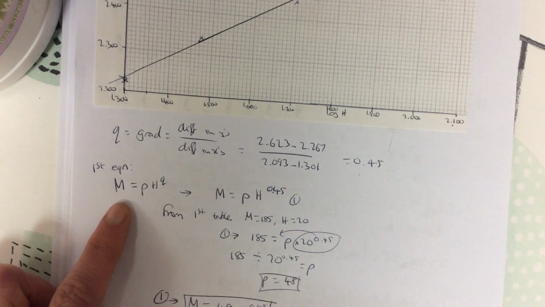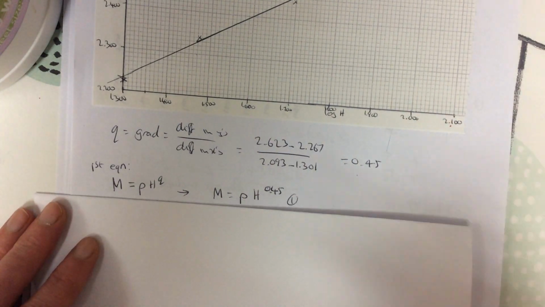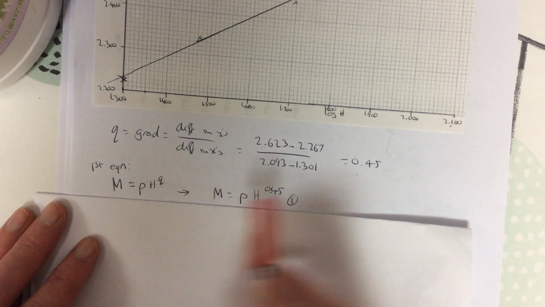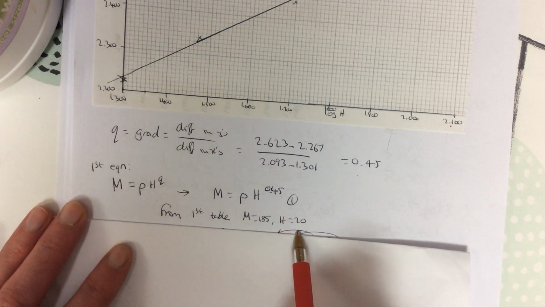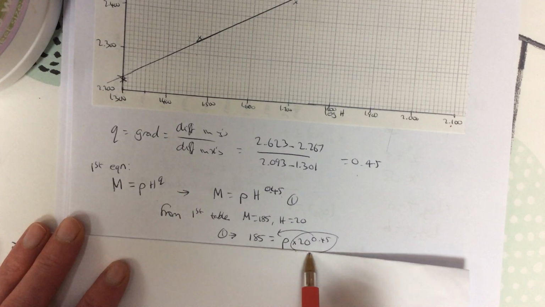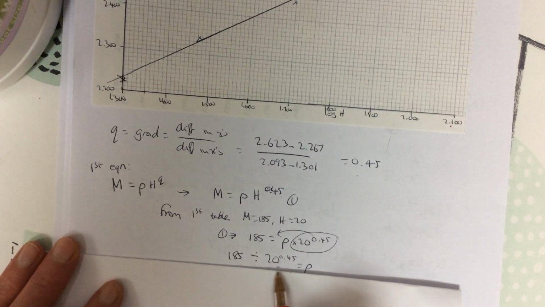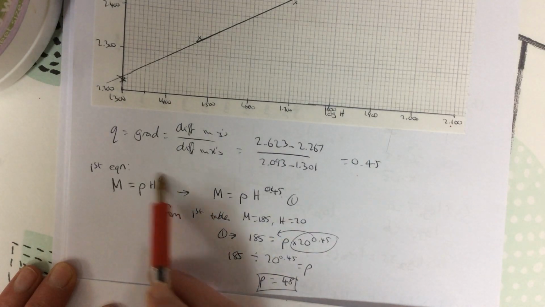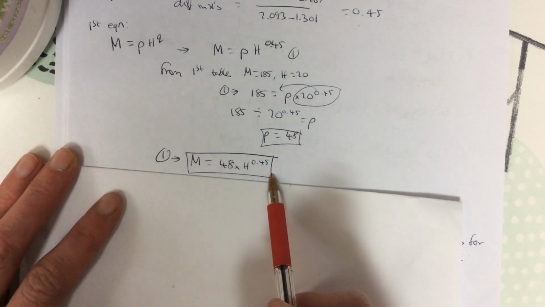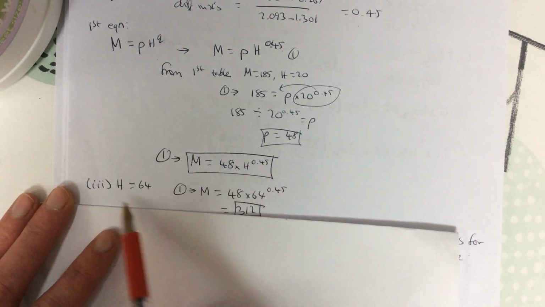Take your first equation there. Put your q in, which is your gradient. Then you choose a pair of values from the first equation, sub them in. Okay. Rearrange that to get p. Now my first equation, I now know p and q. Just rewrite it using p and q. Put a box around that so you can find it.